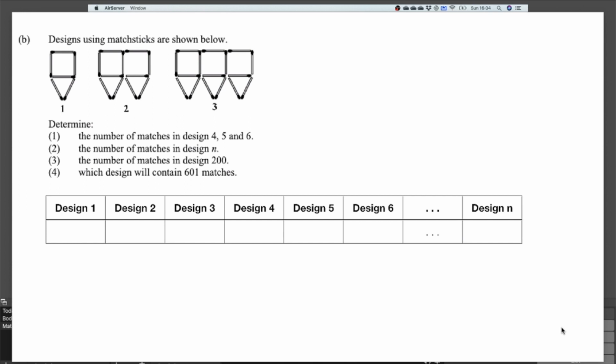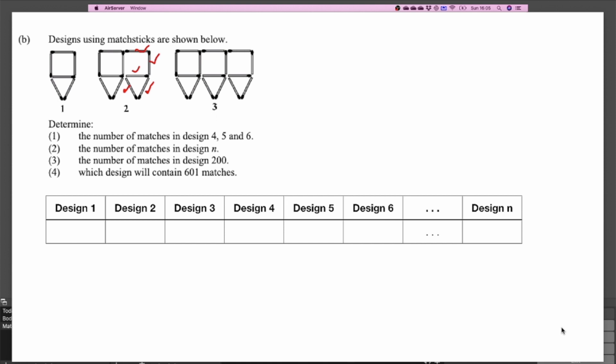Like in the first design, you will notice there are altogether 6 matchsticks that are used. In the second design, in addition to the 6, it's just a matter of counting. In addition to the 6 sticks that were there, you will notice 1, 2, 3, 4, 5 more were added. So 5 more were added. This one there, and that one, and that one, and that one, and that one. These are the additions to the initial 6.